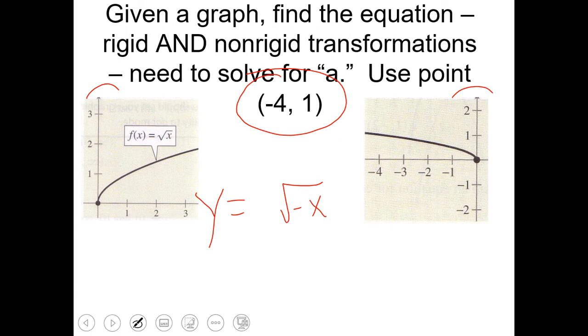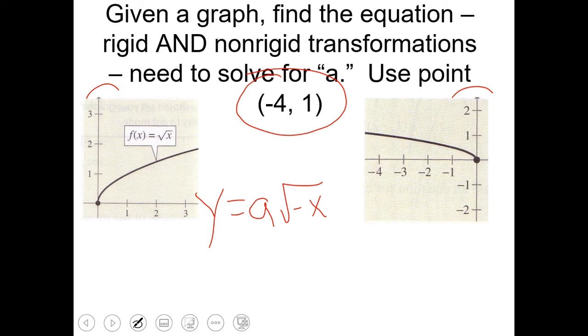It could have been horizontal. It could have been vertical. My advice, always look for the vertical one. That just always seems to be the easier way. So if there was a vertical stretch or shrink, there would be some number outside of the radical. I'm going to go ahead and use the variable a.